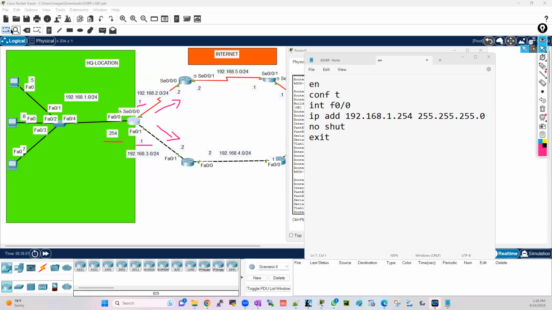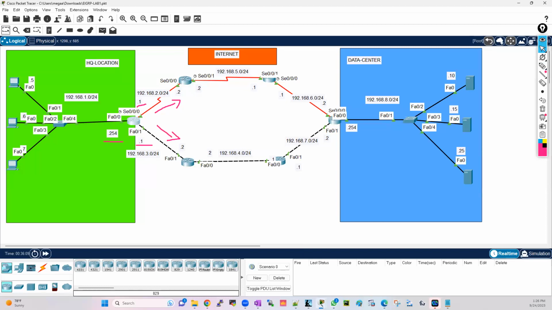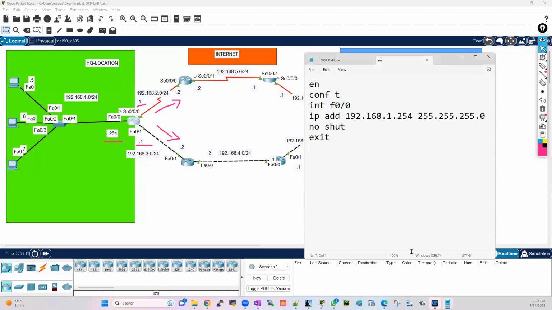One more thing. Did you put FA/? You didn't put FA, just put /0. Is that okay? Yeah, because F means what? Fast Ethernet. So now in a Cisco router, F only is used for fast Ethernet, but we must put the number. It will take it.